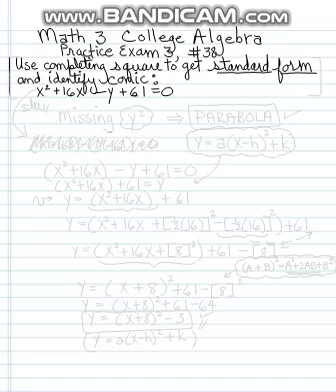This is for Math 3, College Algebra, Practice Exam 3, number 38, because we didn't have time to discuss it in class. The question is, use completing the square to get the standard form of this equation and identify the conic. Okay, I actually think it's more important to identify the conic first, because then we'll know what the standard equation looks like. So everything's on one side, and you'll notice that we are missing one of the squared terms.